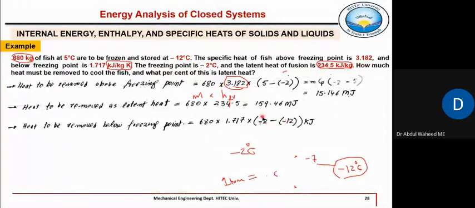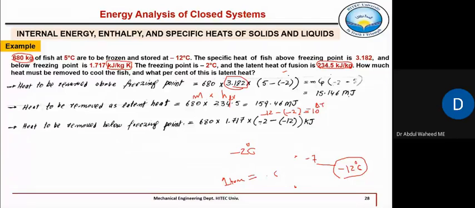You may write it as minus 12 minus 2, the final minus initial. Final temperature minus initial temperature, where the initial temperature is minus 2. So that will be 10. Total change delta T is 10 degrees Celsius.